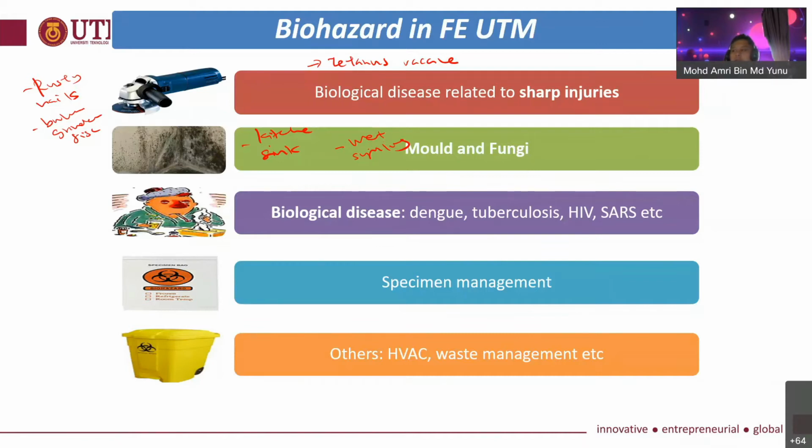and fungi all the time, you will develop disease. And then biological disease, like dengue, vector carry. Vector means transmitted by animal. Tuberculosis is transmitted from human to human. HIV also, SARS, transmitted to human, and so on. So this biological disease needs a host to transfer.